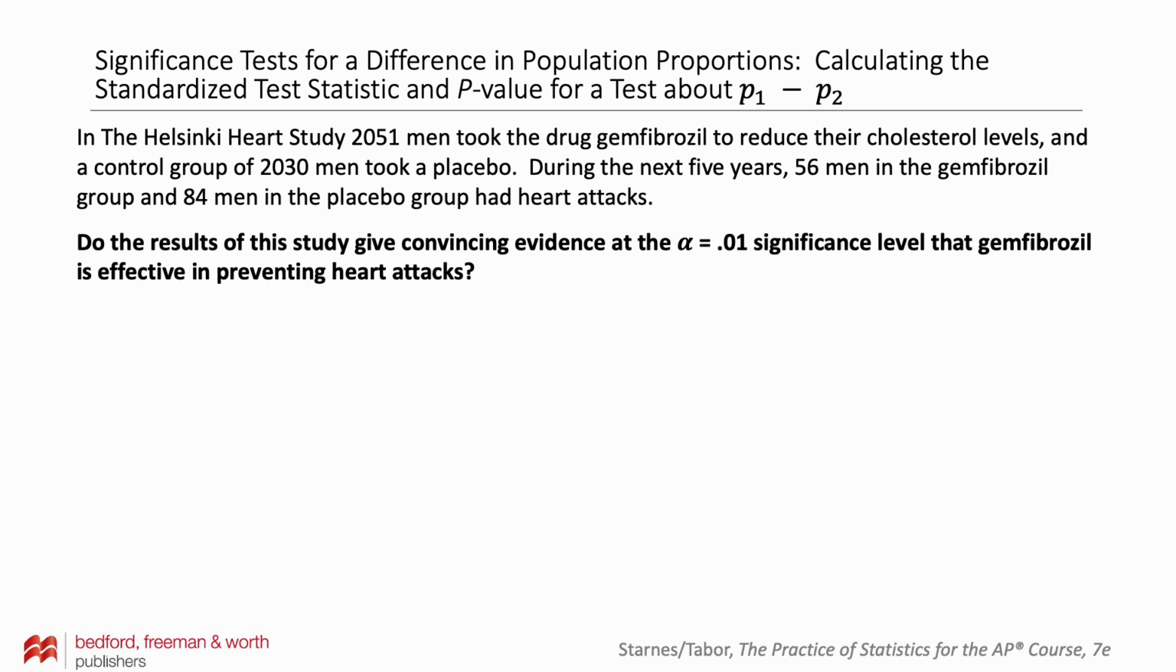Now we did the state, so we're going to do the plan portion. In our plan, we do need to state what inference method we are using. So we are talking about two samples. This is a z-test for a difference in proportions. So we do need to state the inference method. Now we've got to check our conditions.